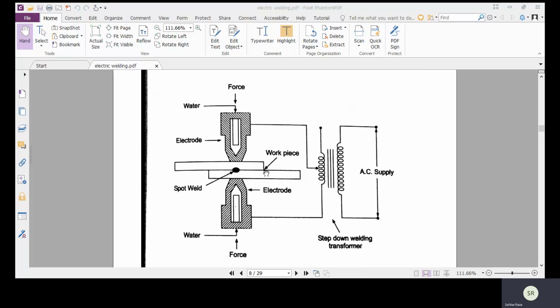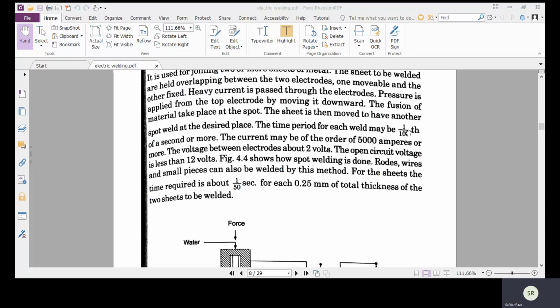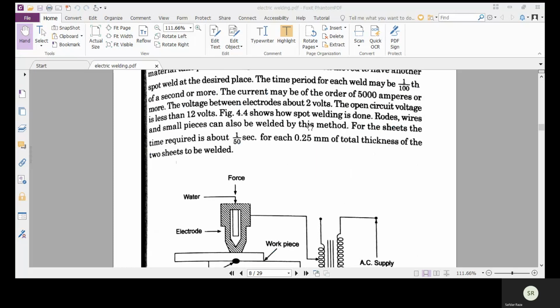The time period for each weld will be 1 by hundredth of a second or more. The current may be of the order of 5000 amperes. The voltage between the electrodes is about 2 volts. The open circuit voltage is less than 12 volts. Figure 4.4 shows how spot welding is done. As we have seen here, rods, wires and small pieces can also be welded by this method. For the sheets, the time required is about 1 by 50th of a second for each 0.25 mm of total thickness of the two sheets to be welded.